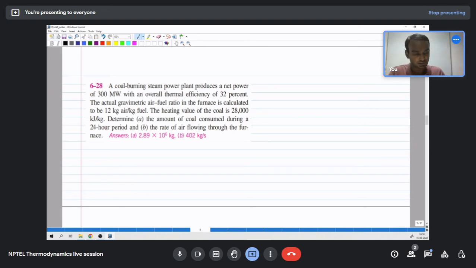So the efficiency is given as 0.32, which is 32%, and W is given as 300 megawatt. Using this, we can calculate the Q1, which is heat energy given to the steam power plant, and AFR is given as 12 kg air to kg fuel, and calorific value is given as 28,000 kilojoule per kg.